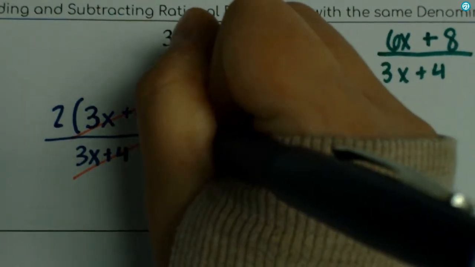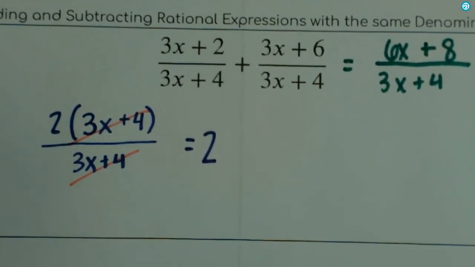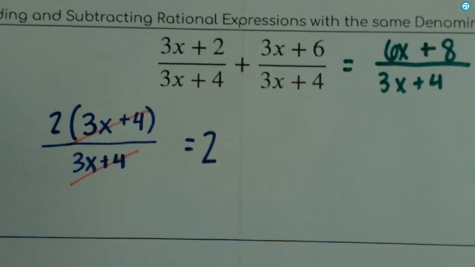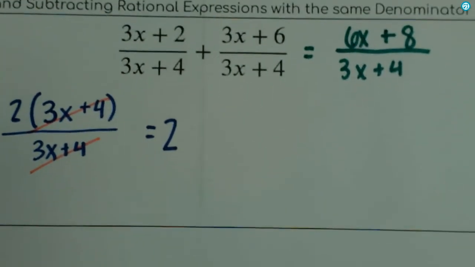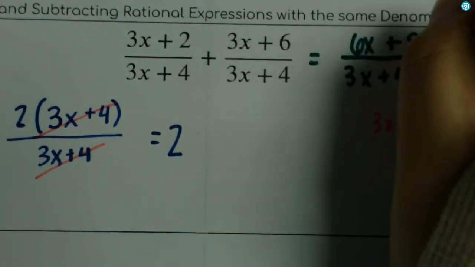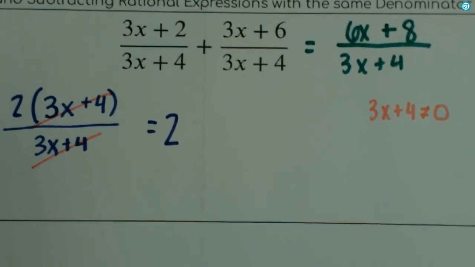So my final answer here is 2, but there's one more thing I need to do because it is a rational expression. What else do I need to do? Yes. So I need to take the bottom of my fraction, and this one I'm actually going to show you guys solving out. Take the bottom of my fraction, 3x plus 4, set it not equal to 0, and then we need to actually solve that out. I want to show you on this one, and then you can do it in your head.